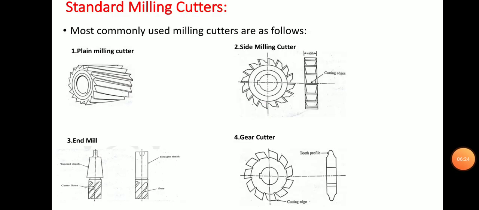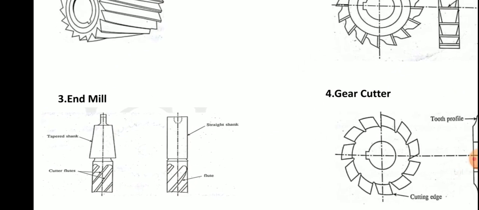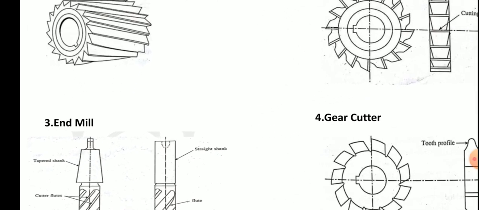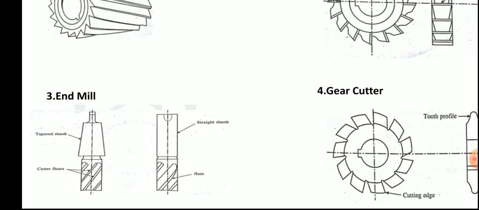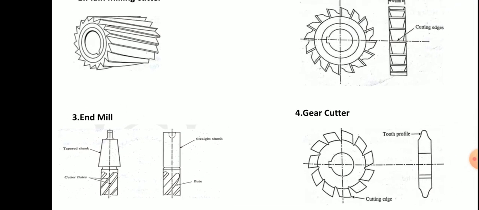Now let us see what is end mill. Here we can see a simple sketch of end mill, which consists of a tapered shank or a straight shank. Depending upon the operation required, we choose between these two. The end mills have teeth on the end and periphery of the cutter. The teeth may be straight or helical. These are used for cutting slots, narrow flat surfaces or holes.